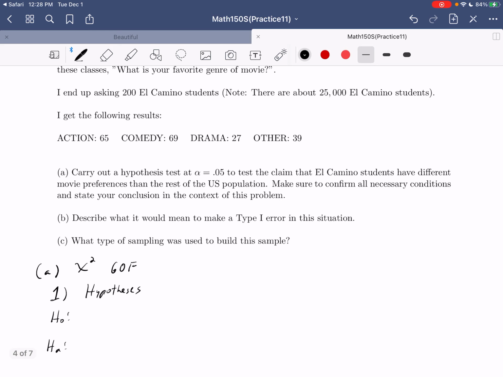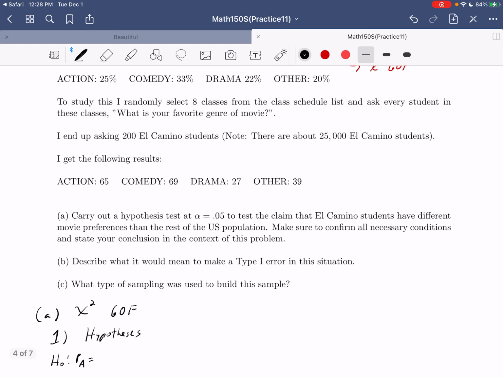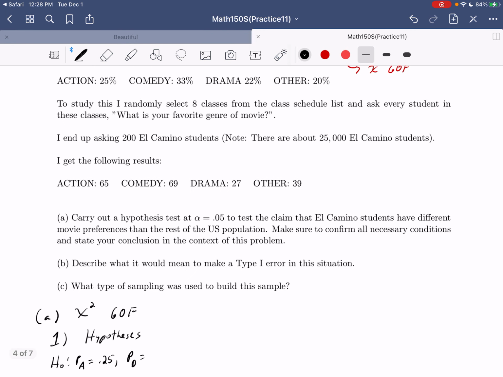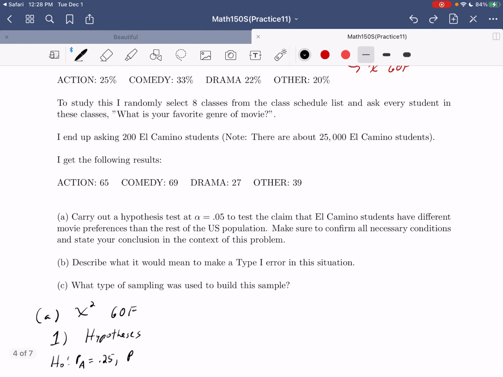We'll probably write those as decimals. So we would say like P sub A for action is supposed to be 25%, so 0.25. P sub C, comedy was second.